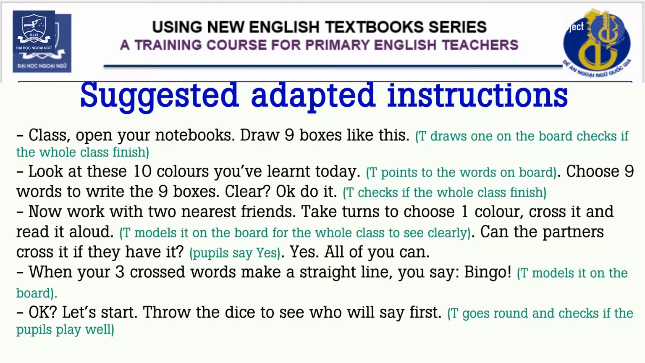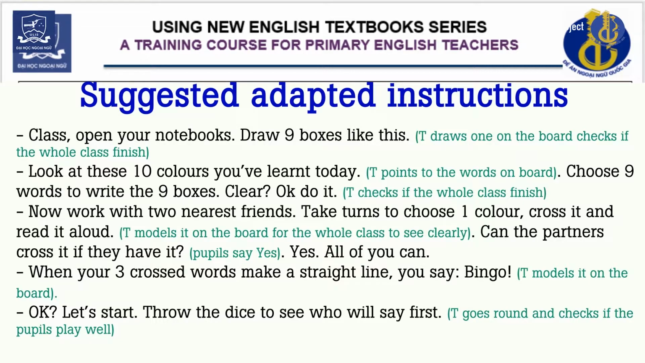Now, work with 2 nearest friends. Take turns to choose one color. Cross it and read it out aloud. Teacher models it on the board for the whole class to see clearly.